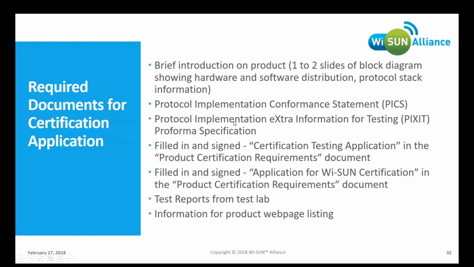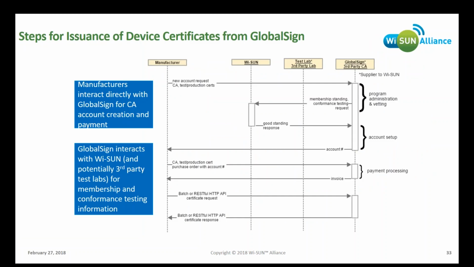So the next slide gives you an idea on the steps of issuance of device certificates from the certificate authority. So FAN uses certificate-based security, and please do not confuse this certificate as the paper certificate that we issue at the end of the testing. This certificate is the digital certificate for security protocol, and WiSUN Alliance engages a third-party certificate authority. We call it here CA.